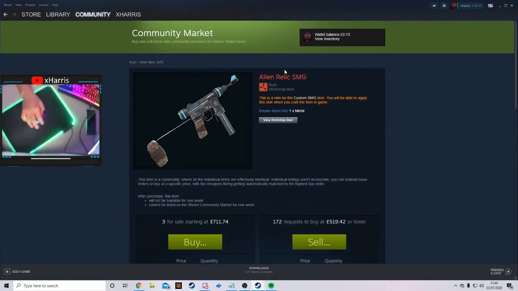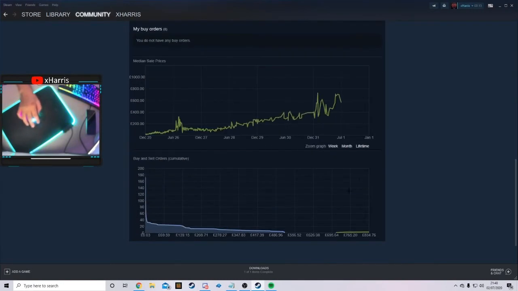So here's a good example, the Alien Relic SMG. As you can see, it sold 3.5 years ago. When it first came out, it was £24, and the reason why there aren't many now is, if you think about Rust back then, they might not have had much of a player base, and people might not have wanted to invest in skins.